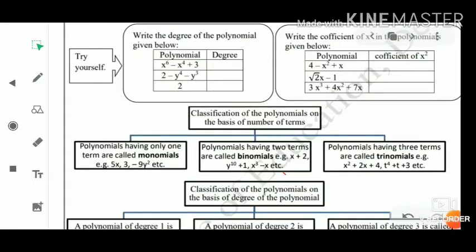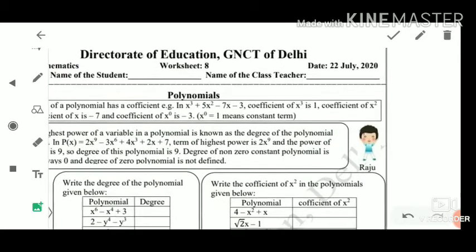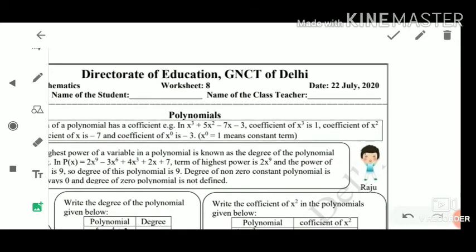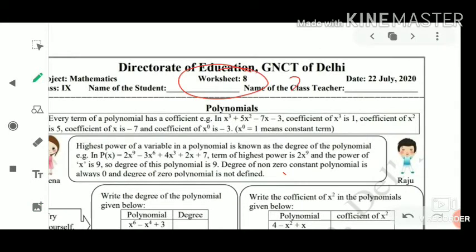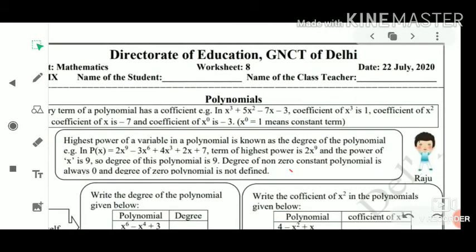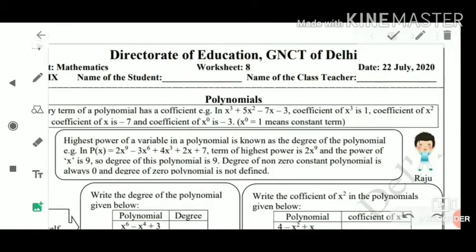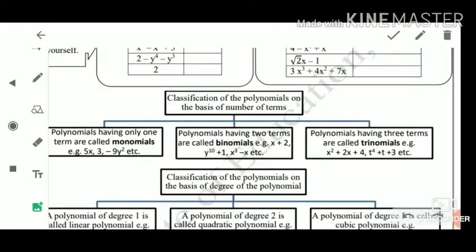This is worksheet number 2, and the day is 22nd of July. The worksheet number is basically number 8, but this is worksheet number 2 of week 3. So let's check what this worksheet is asking us. Before that, as I told you in worksheet number 1, the last worksheet, how we can define the different polynomials, right?